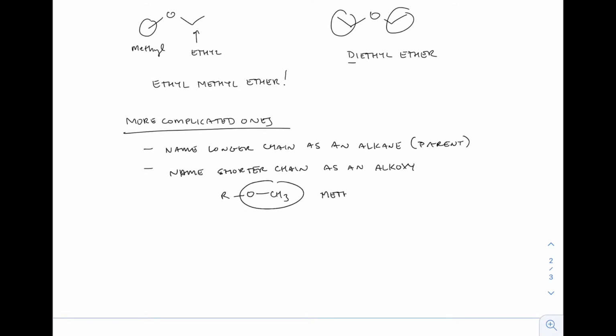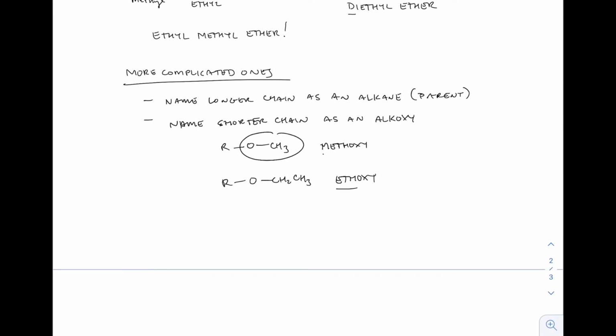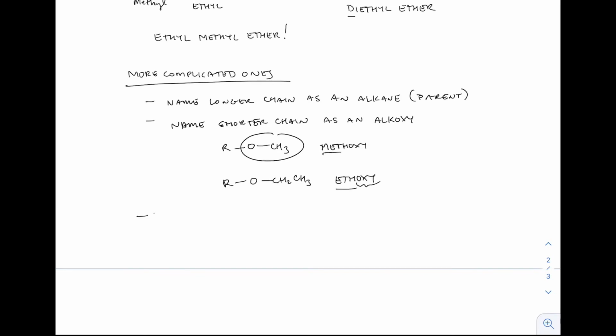So that's a methoxy, okay? And this is an ethoxy. So we've seen these before. I try to point them out when we use them as bases. So we have a CH3O minus, and so you can also apply that here when we're naming ethers.